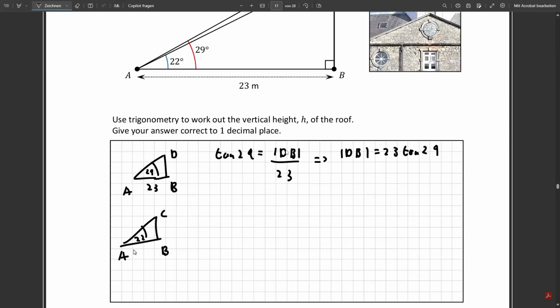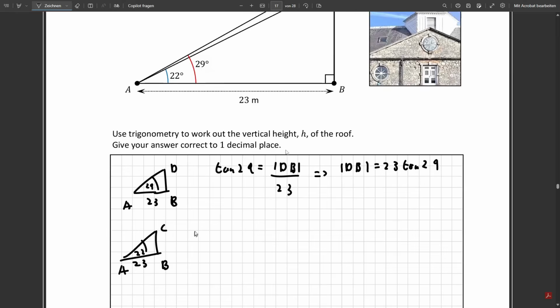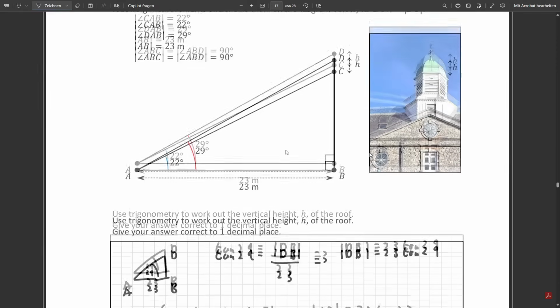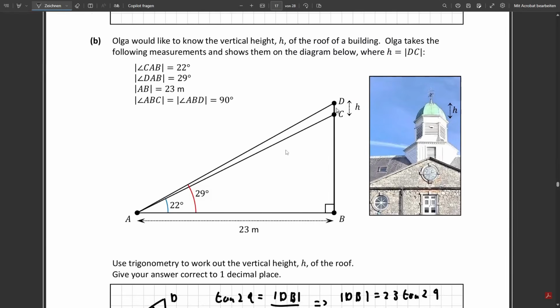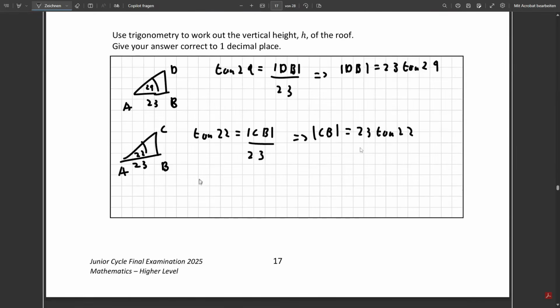This one is known as 22. This is 23. The length CB, we're going to use tan again. So tan 22, the opposite is CB, and the adjacent is 23. So that means that CB is equal to 23 tan 22. And then the difference between these, as I said, is going to give us h, dB minus CB. So then dB minus CB will be equal to 23 tan 29 minus 23 tan 22.